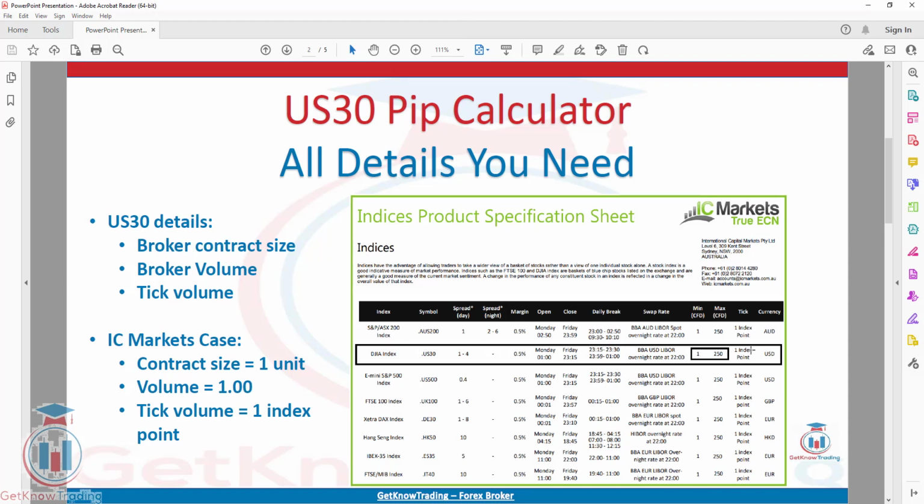Then you have 1 index point, and that means it is a tick volume, and that means the price change on the trading platform is 0.01, which is the smallest price change, and that means 1 pip.